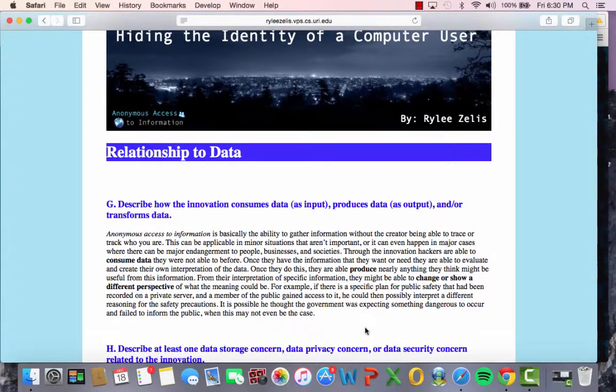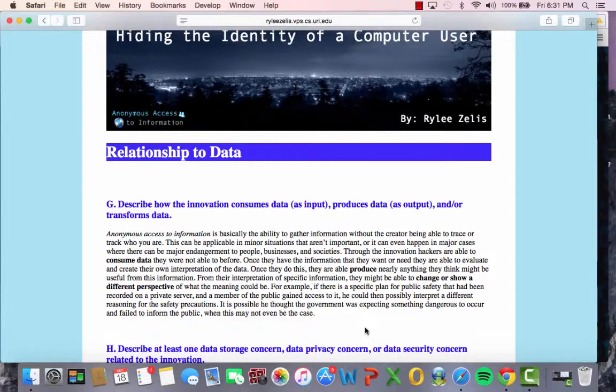For the first part of this, G, I had to describe whether the innovation consumes data as input, produces data as output, and/or transforms data. I had a little bit of trouble answering this question. However, I did some research and came up with an answer. My innovation allows people to consume data because through hacking websites, they are able to gain information. Once they have this information, they are capable of producing nearly anything they could think of from it.